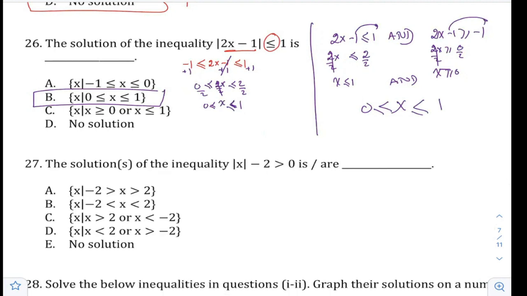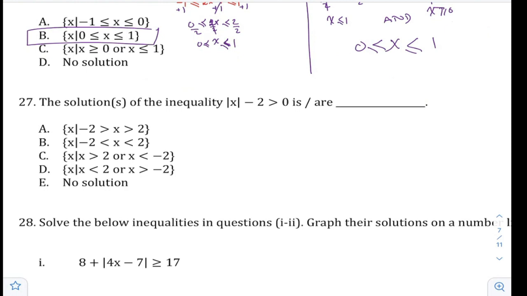Question 27, the solutions of the inequality is or are, we might have more than one correct solution. Let's check. First of all, isolate the absolute value. And then this is greater than, so it is an or inequality. So we have two inequalities combined by or.